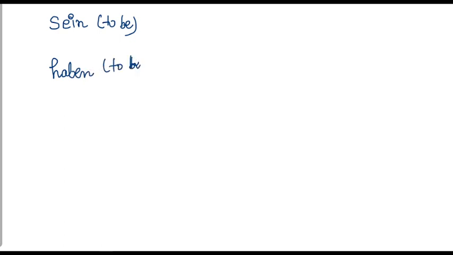But one more thing, these two are going to play a very important, vital role here in the construction of sentences using K2. So haben, sein, and next we have werden. These three you can categorize as the essential verbs. Why essential? Because they are going to act as helping verbs. So werden is to become.